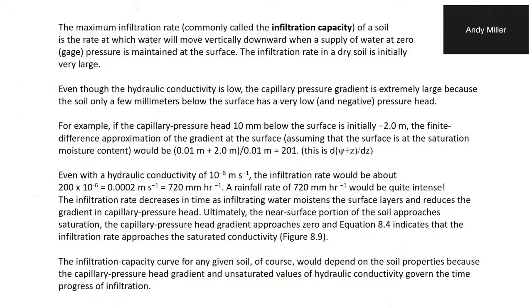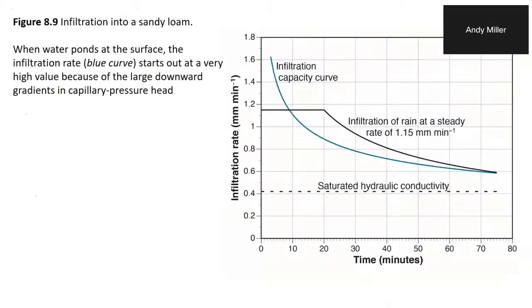And so it says here the infiltration capacity curve for any given soil would depend on the soil properties also. But let's see, here is figure 8.9, the one they're talking about. It's showing a curve like what we've just been talking about: very high infiltration capacity at the beginning, lower infiltration capacity later, ultimately approaching asymptotically the saturated hydraulic conductivity. Now, they have some statements, so I'm just going to read you through what was in the caption.